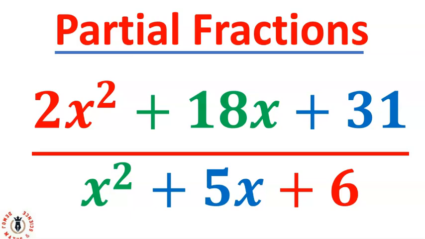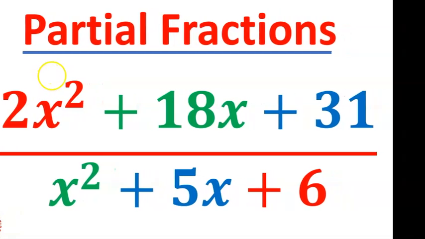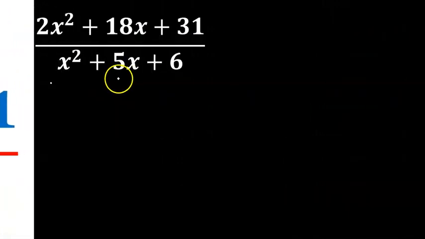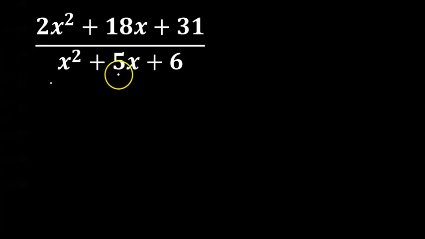In this lesson, we will continue with partial fractions. We will see how to solve partial fractions with improper fractions. That said, let's get started. I have a question here. We will resolve this partial fraction: 2x squared plus 18x plus 31 over x squared plus 5x plus 6.